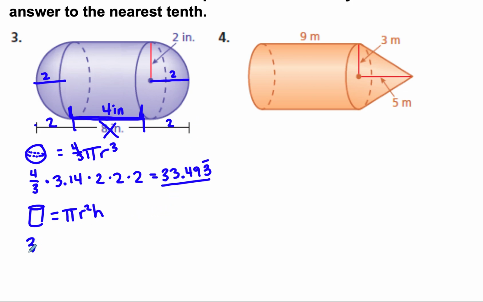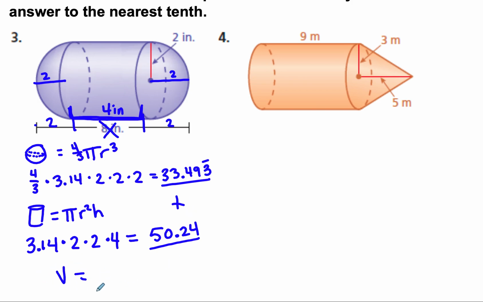Okay, so now I'm ready to do my volume for my cylinder. 3.14 times my radius squared, same radius, 2 times 2, times 4, which is my height. So I'm going to go ahead and multiply those together. 3.14 times 2 times 2 times 4 gives me 50 and 24/100. Those underlined numbers are the two that I need.